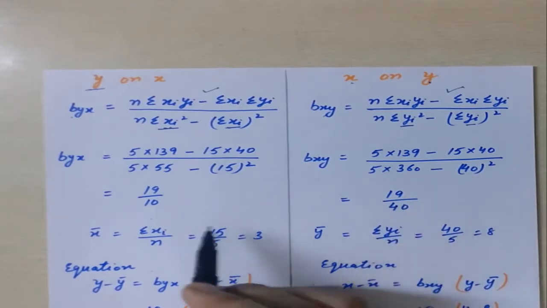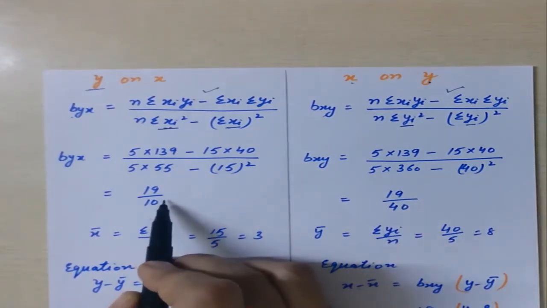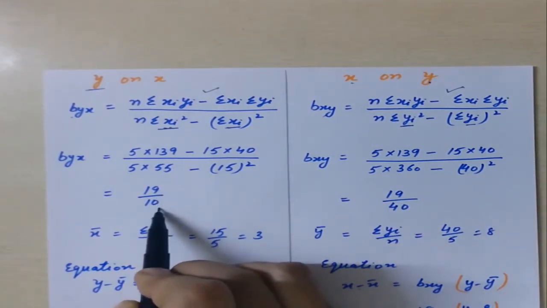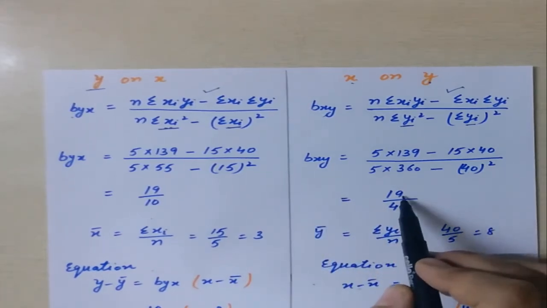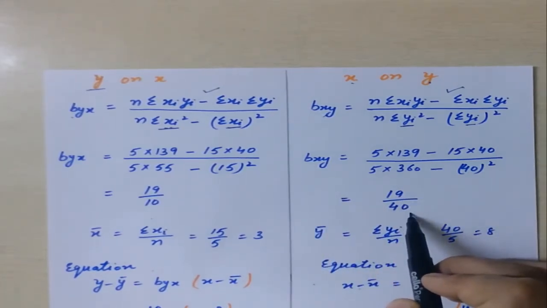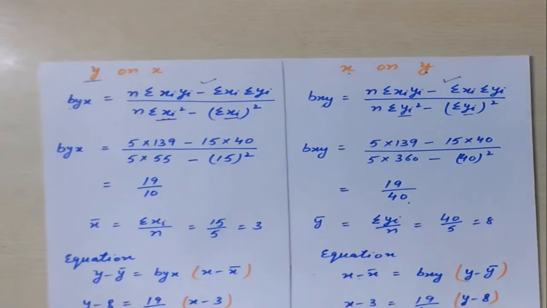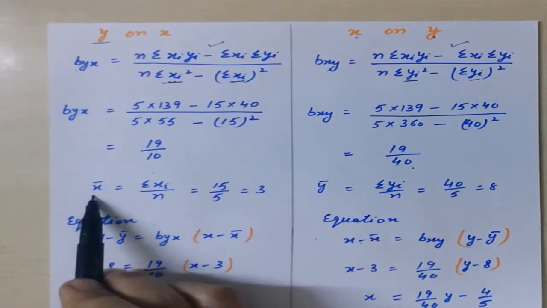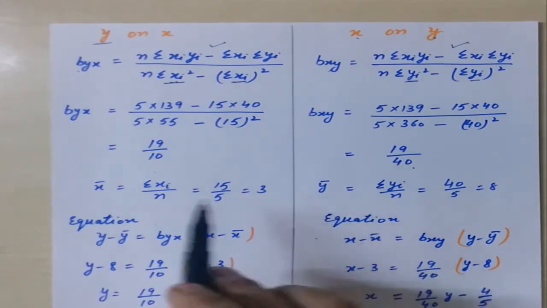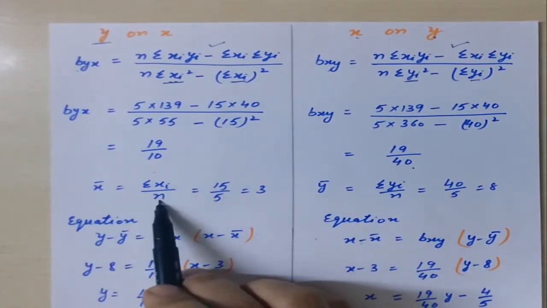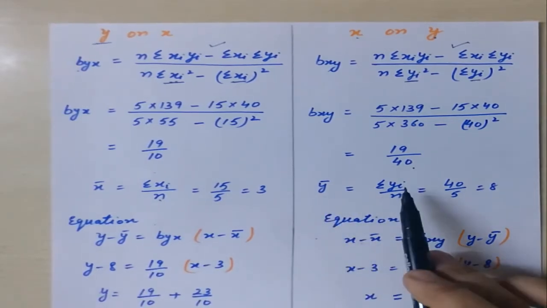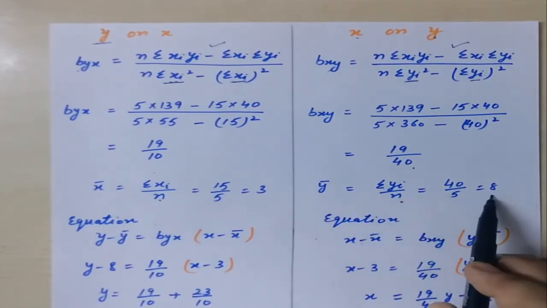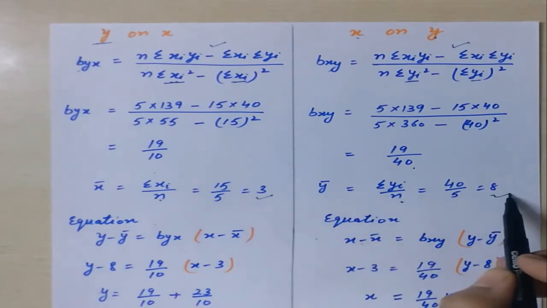When we solve the value, in byx we are having a coefficient value 19 upon 10, and bxy we are having a value 19 upon 40. Now, regression coefficients for both the lines we are having, we need the mean values only there. So that is x bar and y bar. x bar is summation xi upon n. y bar is summation yi upon n. Put the values. You are having 3 and 8 there.